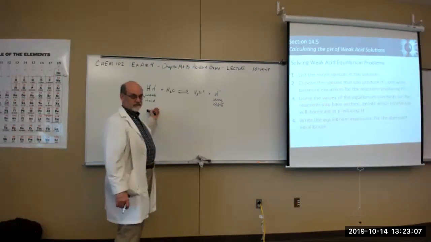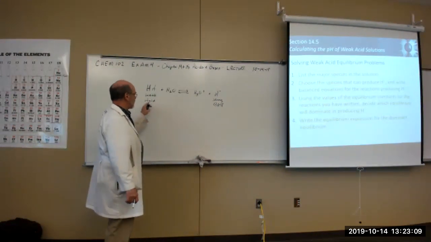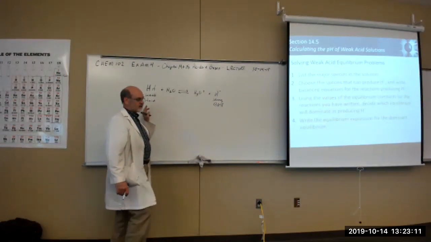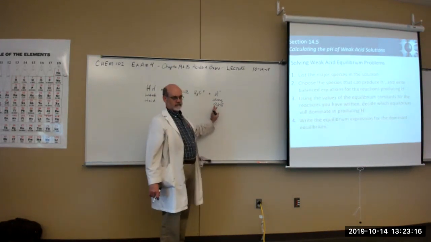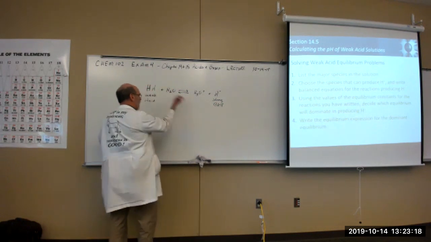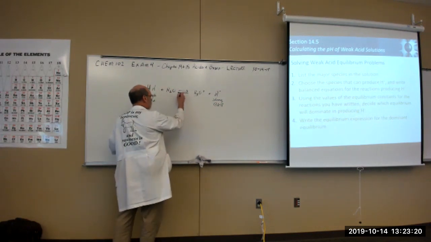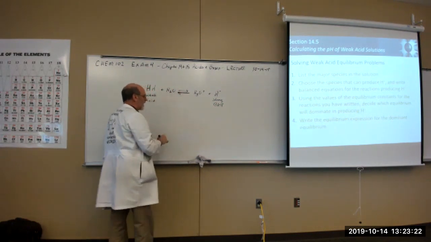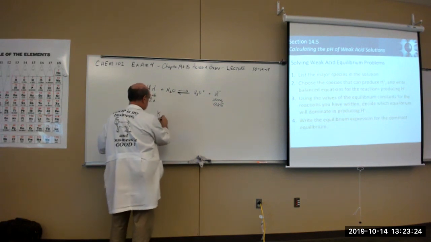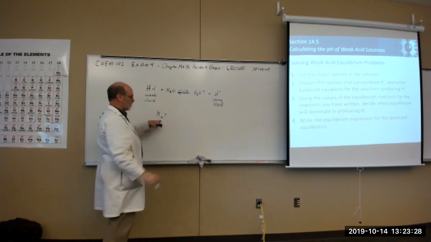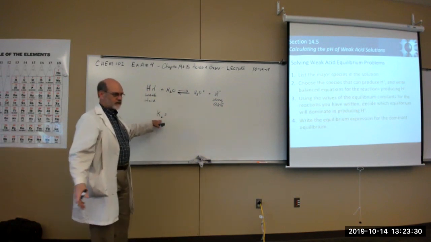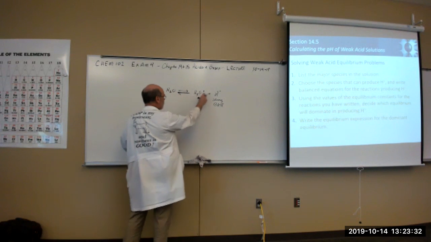Reactant side. It's a weak acid. It doesn't want to give up its proton. That's a strong base. If it's got any protons, it's going to take them. Right? So the equilibrium lies back this way. That means the Ka, the acid equilibrium constant, is based upon these two species.